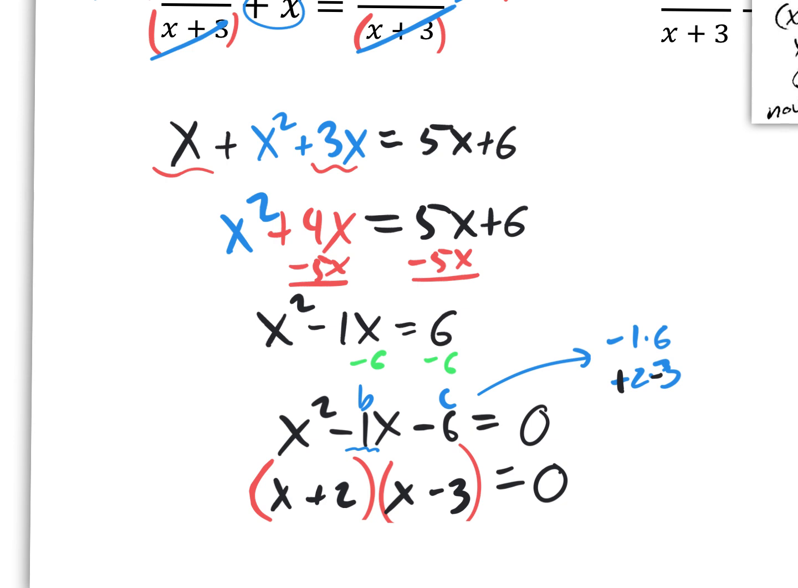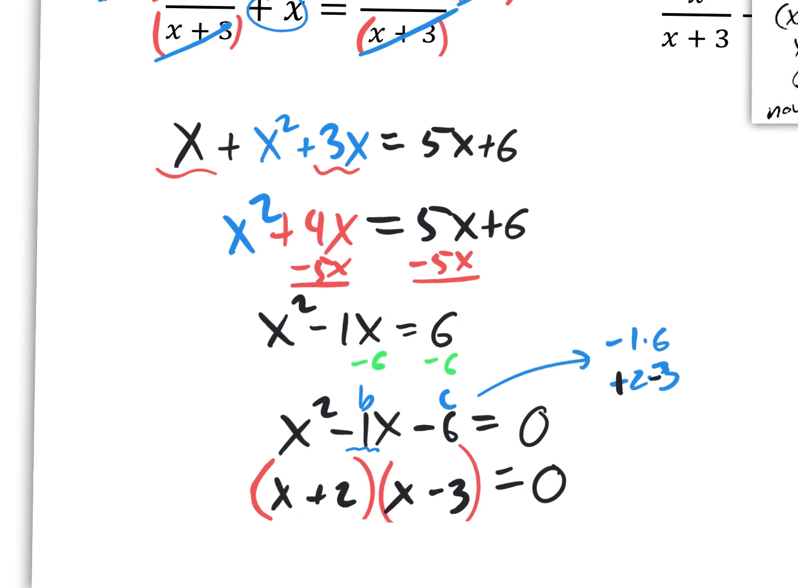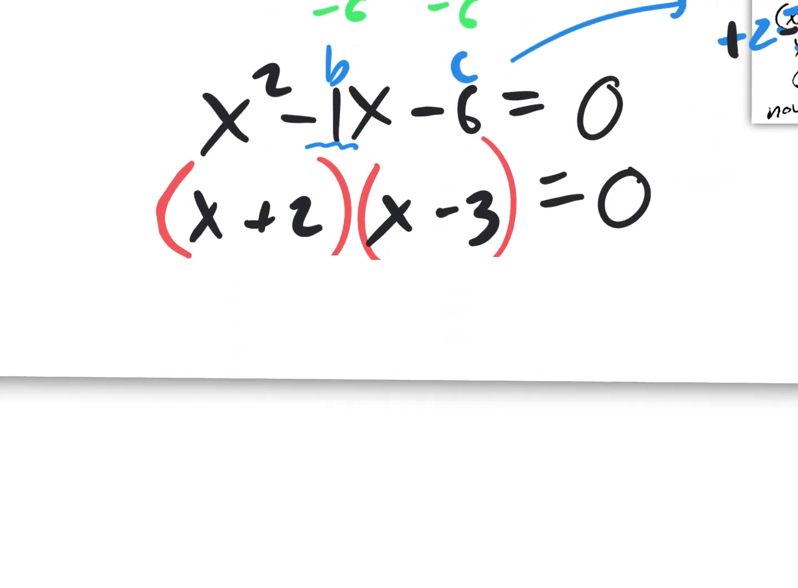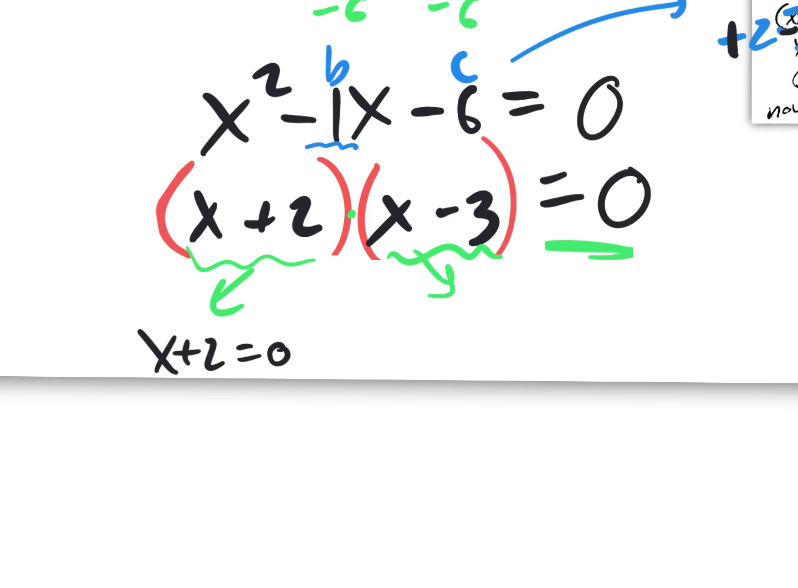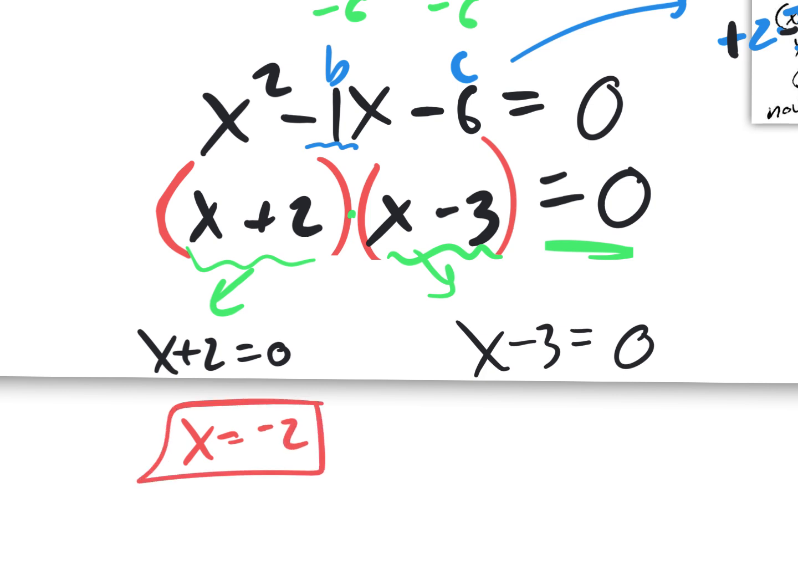So now we have this quadratic trinomial factored as a binomial times a binomial. Why would we want to factor it? Because when you have something times something equaling 0, the first something could be 0, and the second something could also be 0. And if you solve both of them, you're going to get two answers, x equals -2 and x equals +3.